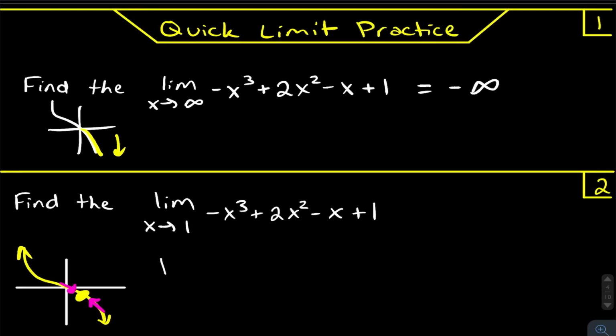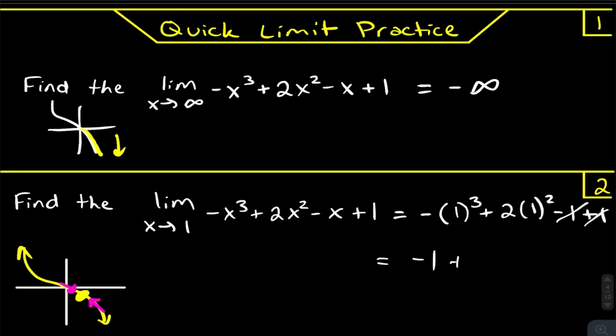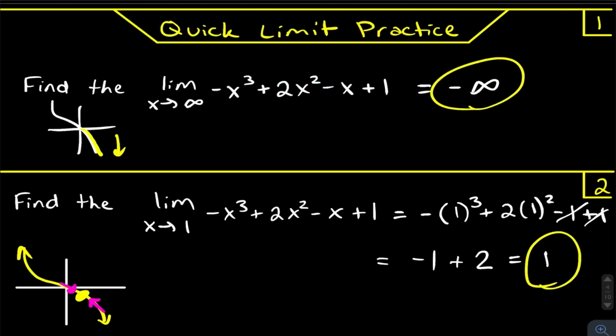we can say that, actually I'll write it like this. We can say that this is equal to negative 1 cubed plus 2 times 1 squared minus 1 plus 1. These things will go away, and then you have a negative 1 plus 2, right? That's there, that's there. And so that equals 1. Okay? So these are our answers for 1 and 2.